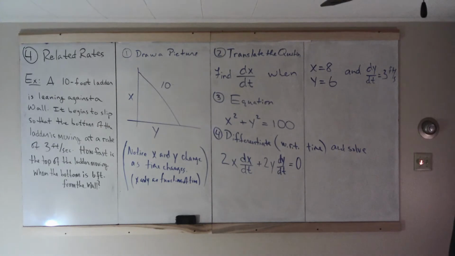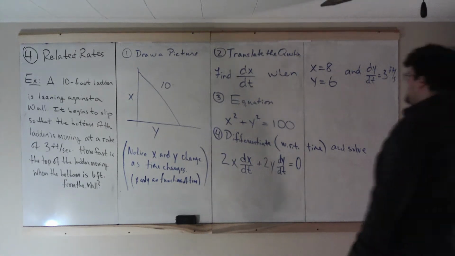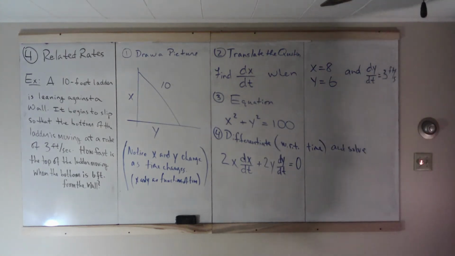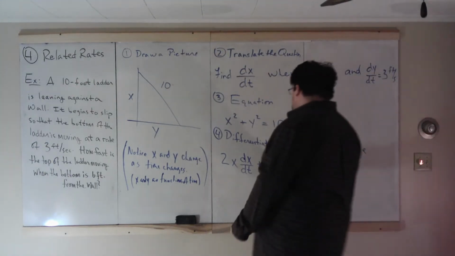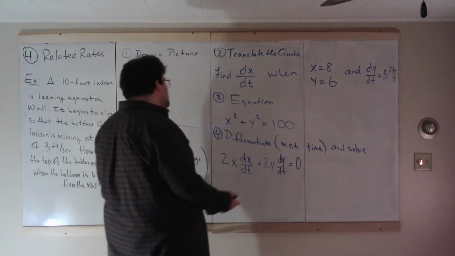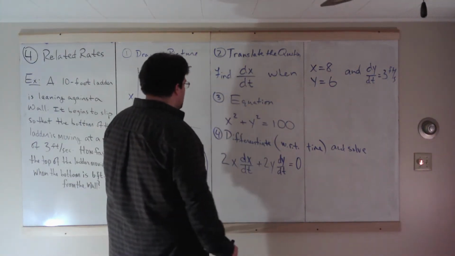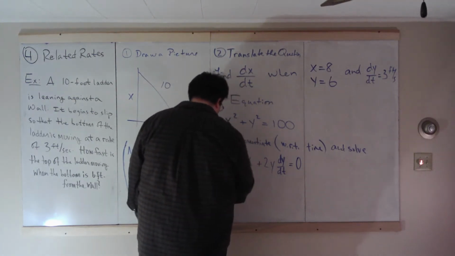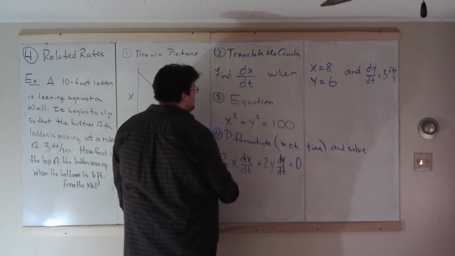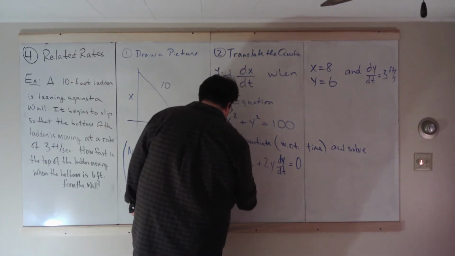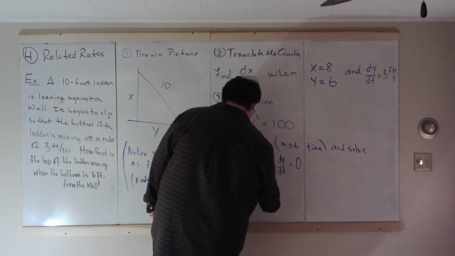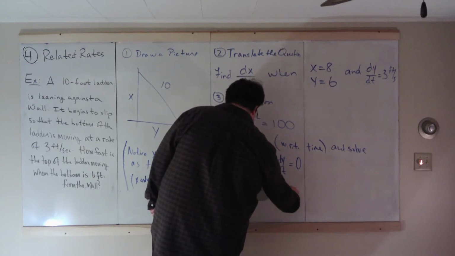Well, now we look back to our translated question. We want dx/dt. Well, look at that. There's dx/dt. But it's not alone. We want dx/dt when x is 8, y is 6, dy/dt is 3. Well, so you could solve for dx/dt and then substitute, or you could substitute and then solve. I guess this time I'll substitute and then solve. So we have 2 times x. You can cancel 2's if you want. 2 times x is 8, dx/dt, plus 2 times y, 2 times 6, dy/dt is 3, equals 0.